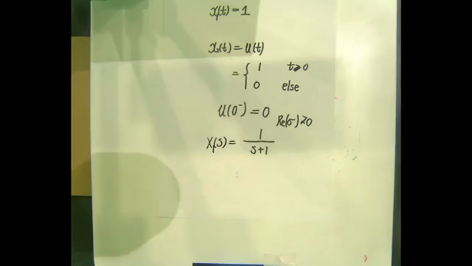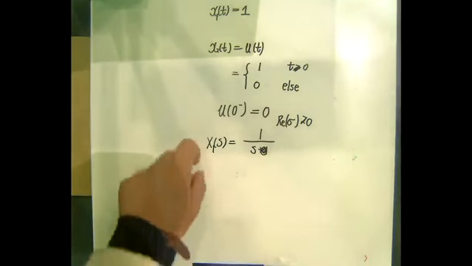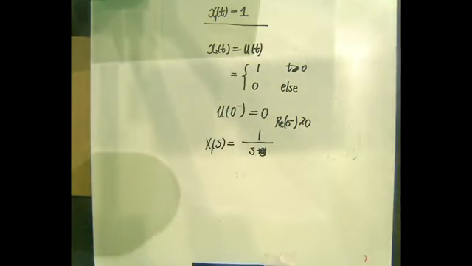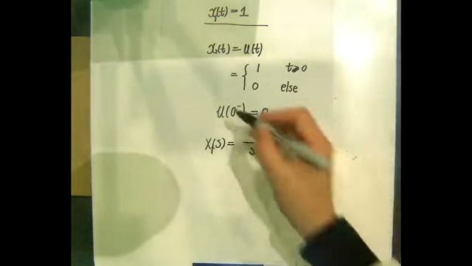Am I correct? Sorry, it should be this. Yes. Right? So if I have region of convergence, I can find for signal this constant. And how about this signal?